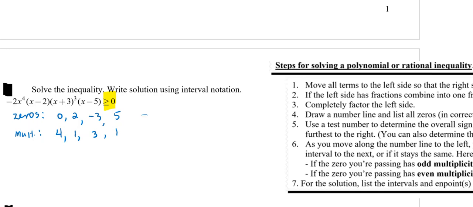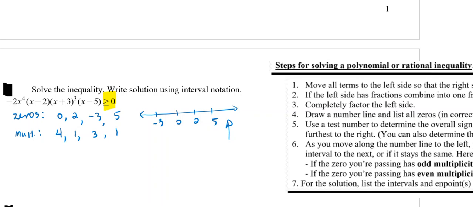Let's put these zeros on a number line in order from smallest to biggest. So negative 3, then 0, then 2, then 5. Now we are going to figure out the signs. Instead of making one row for each of these factors and having this big sign chart, we're just going to figure it all out on this one number line. The first sign you're going to figure out is the one for the biggest numbers, because that matches your leading term sign, your leading coefficient.